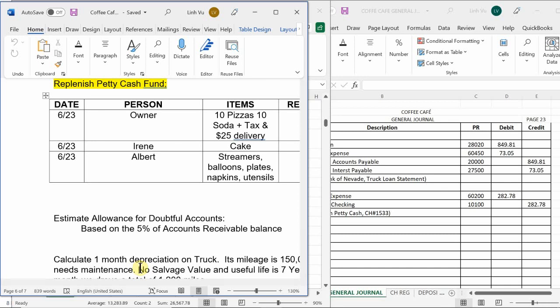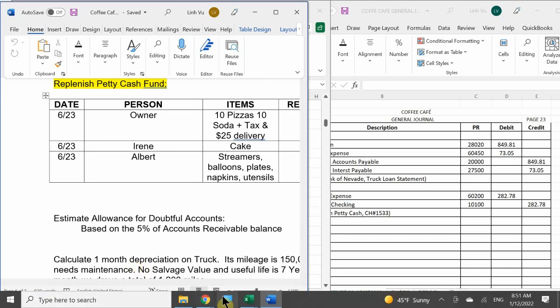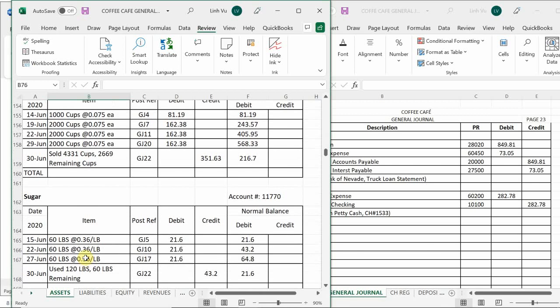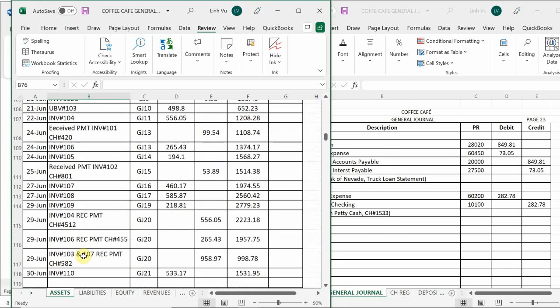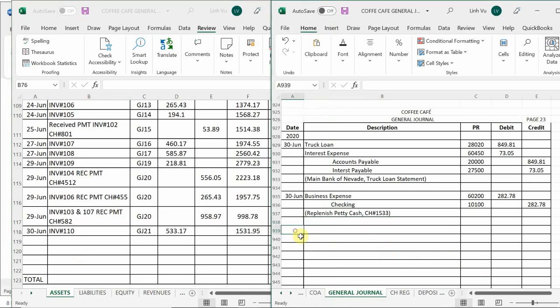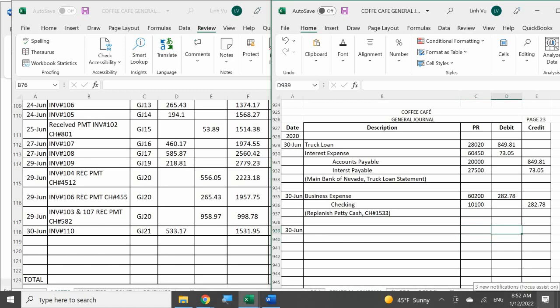How do you determine how much is in your accounts receivable? In your general ledger. Yes, a general ledger. Right? Accounts receivable is $1531.95. How do I create an estimate on this? So it's 5% of that.